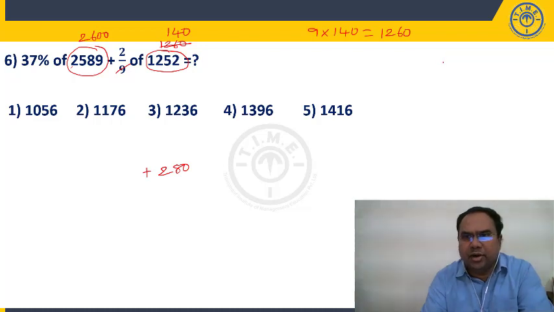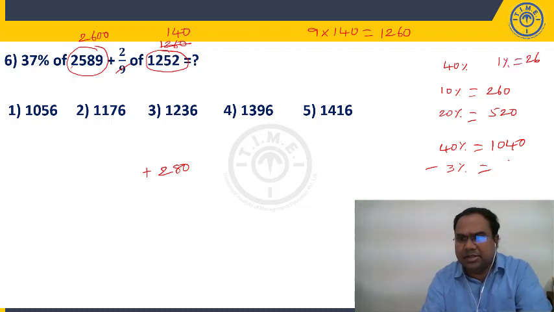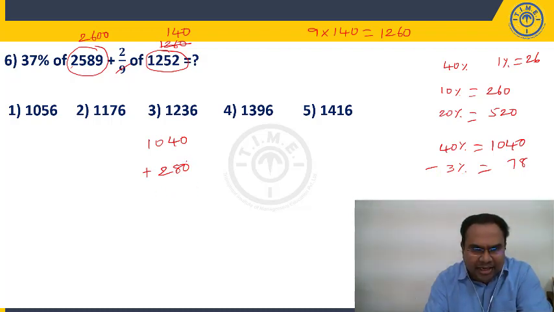So what we do is, we can do like this, 40%. How much is 10%? 260. 20%, double, 520. 40%, again double, 1040. From this subtract 3%. How much is my 1%? 1% will be 26, 3% will be 78. You have to subtract. So 1040, that is 40%. Again from that I have to subtract 78. So I am saying that if I subtract 78, approximately 280 will be 200.